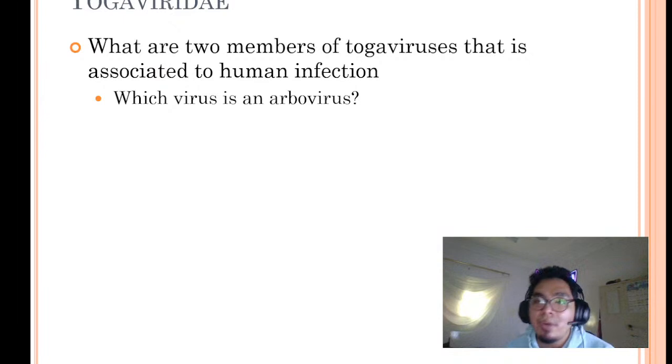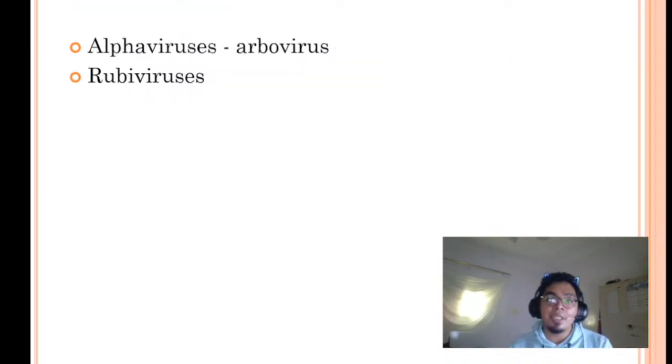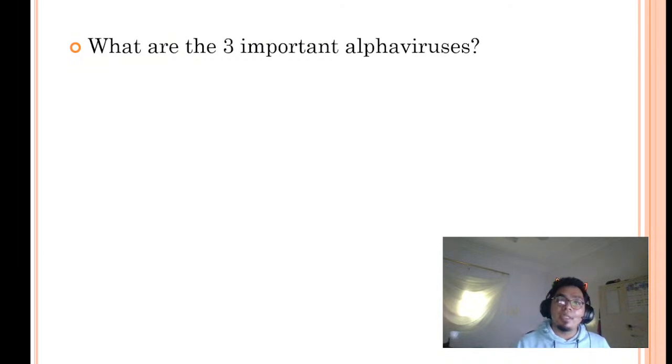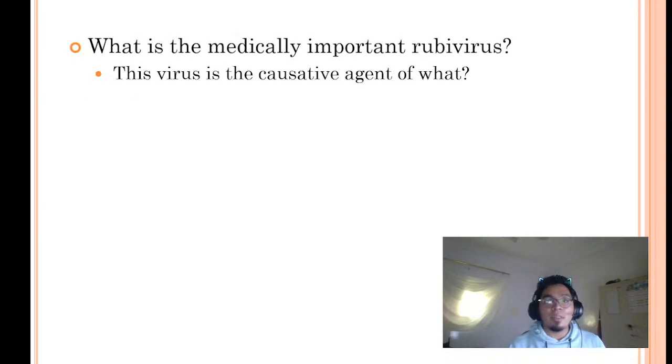Let's talk about togaviruses. Togaviruses have two members: the alphavirus and the rubivirus. The alpha togaviruses are considered your arboviruses. And what are the important alphaviruses? We have the V, the E, and the W. We'll transcribe each one later. I have a specific slide for these, but just remember these for a while now.